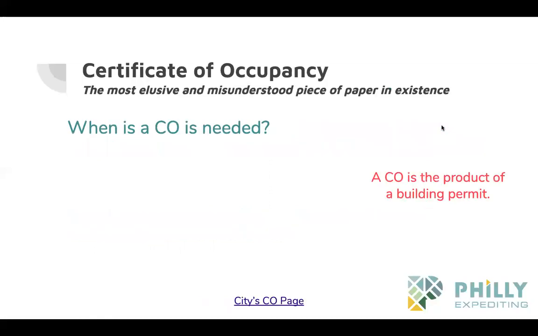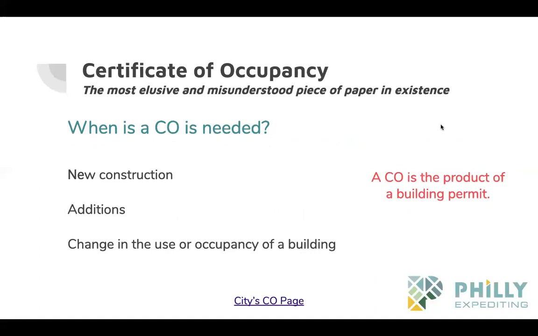Certificate of occupancy, the most elusive and misunderstood piece of paper in existence. So we just talked about this, but when is a CO needed again? Occupancy change. Yeah. New construction, additions, change in occupancy. So again, if you were just applying for new construction, you would say requesting CO on the permit application. And like I said, the CO is the product of the building permit, but the client can only get the CO once the inspector comes out. So building permit's issued, inspection happens, and then.